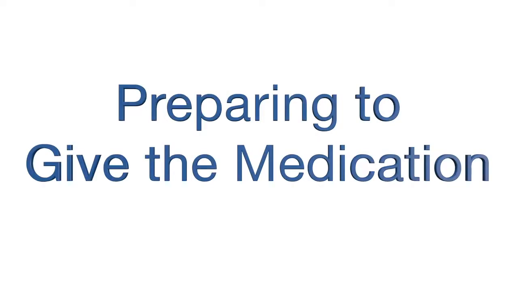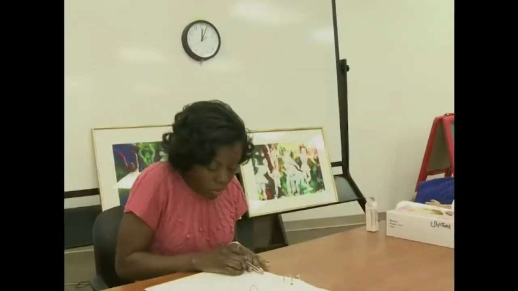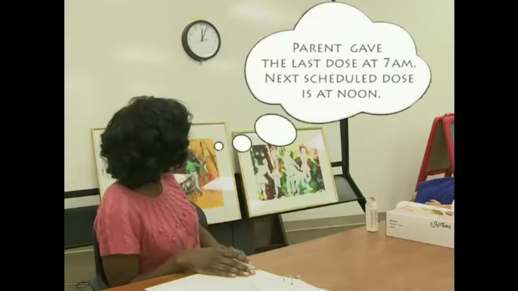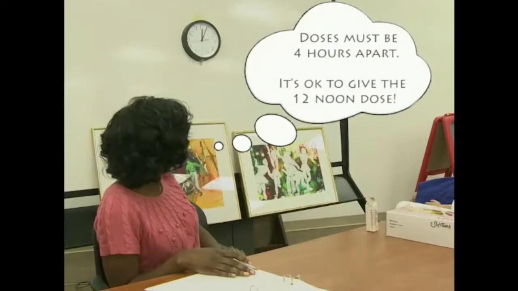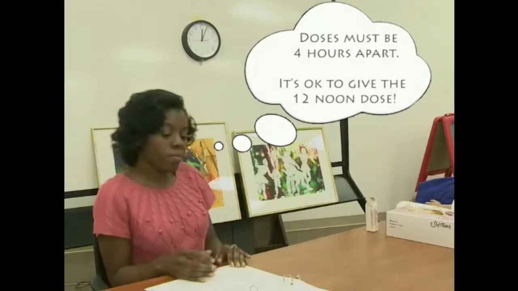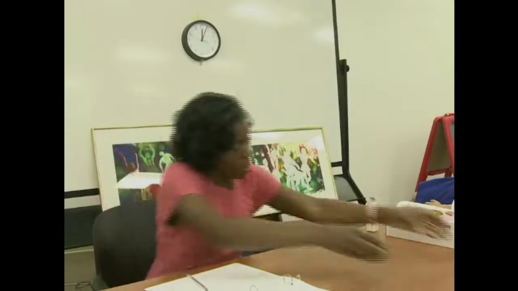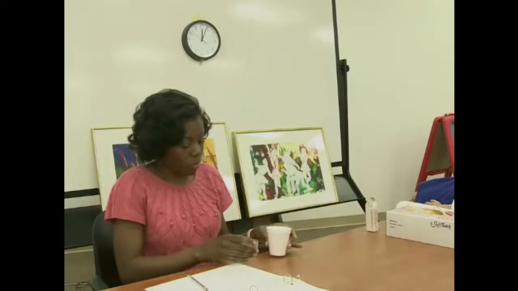Preparing to give the medication. First, let's review the steps to prepare to give medication. Check the child's log of medications and consent form to make sure it is okay to give this dose. Make sure someone else hasn't already given it. And if it's an as-needed medication, check that this dose would not be too soon after the last dose. Then, gather the supplies you need, such as dosing spoon or cup.